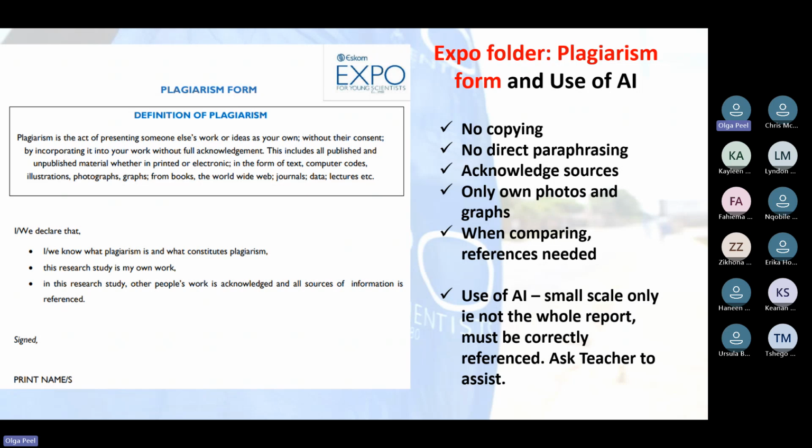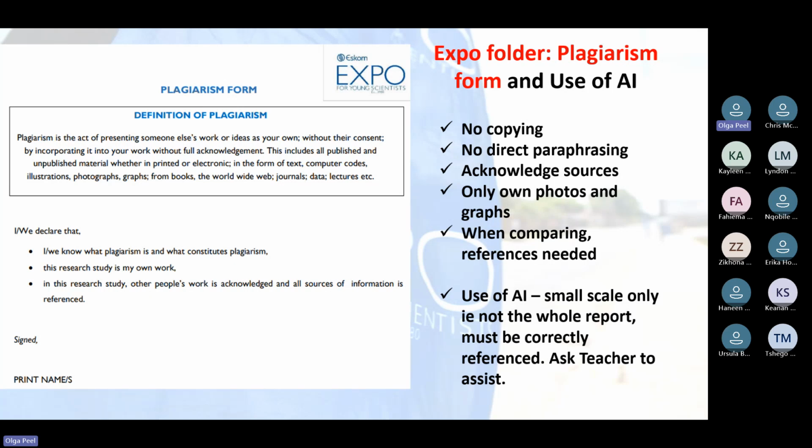So I've just put some key points there, which would be plagiarism. We don't want plagiarism, so we don't want copying. We don't want direct paraphrasing, just shortening the paragraph. That's like copying. Please acknowledge every single source of information. Use your own photos and graphs. That's actually the way to prevent a lot of plagiarism, is to do just your own work. But you might want to, when you do the discussion, compare your results to other people's work. Then, of course, the referencing is vital. Now, the use of AI, I've just added that here because it's plagiarism if you use AI without acknowledgement.